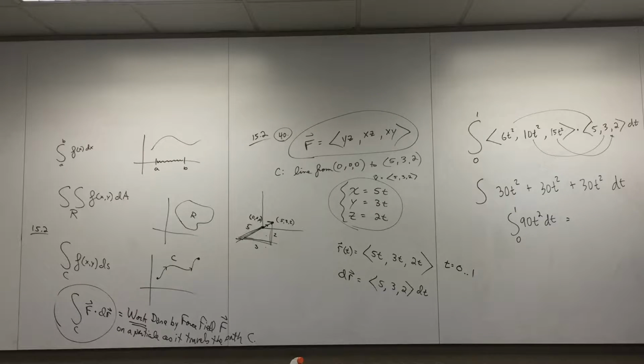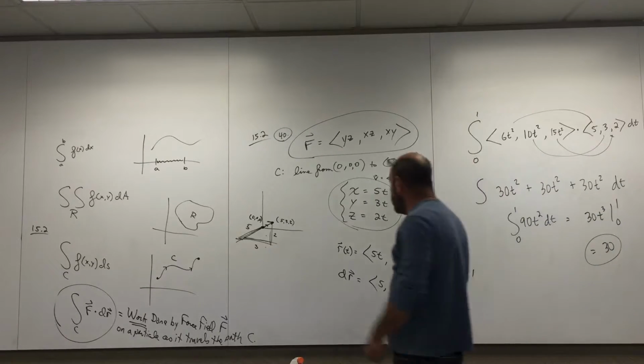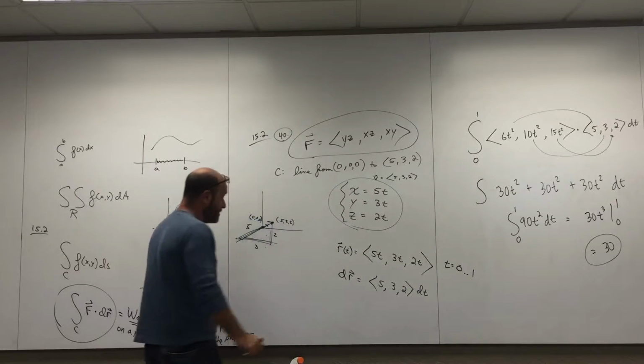Okay. I think that's t cubed divided by 3, so 30t cubed. From 0 to 1, you plug in a 1, we're done. The answer is 30. 30 what? I don't know. There's no units on this. I mean, it's a math problem. It's not really a physics problem.